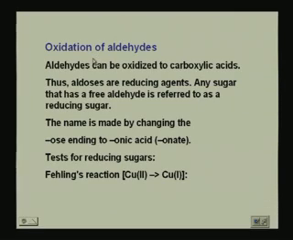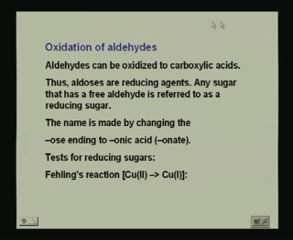Now, one of the reactions that is extremely important when we consider aldehydes is their oxidation to carboxylic acids. In their oxidation, the sugar that has a free aldehyde is usually referred to as a reducing sugar. Okay. So, the sugar with the free aldehyde, for example, like glucose. Glucose is a sugar that has a free aldehyde. So, all aldoses, what are aldoses? Aldoses are sugars with free aldehyde groups.